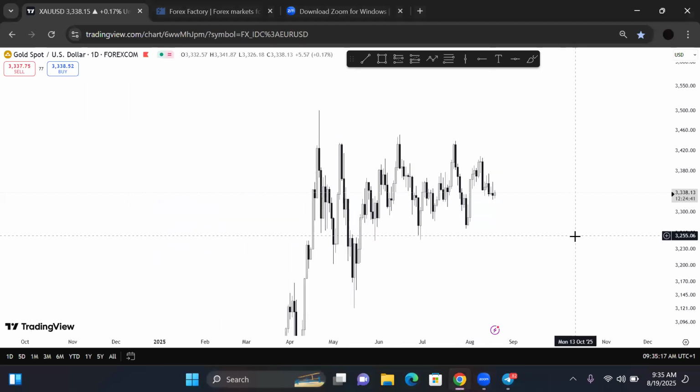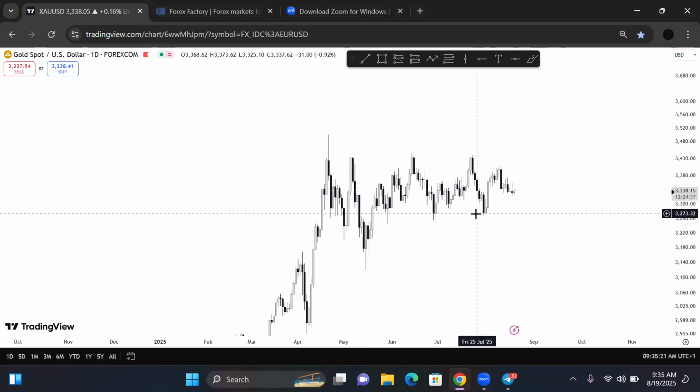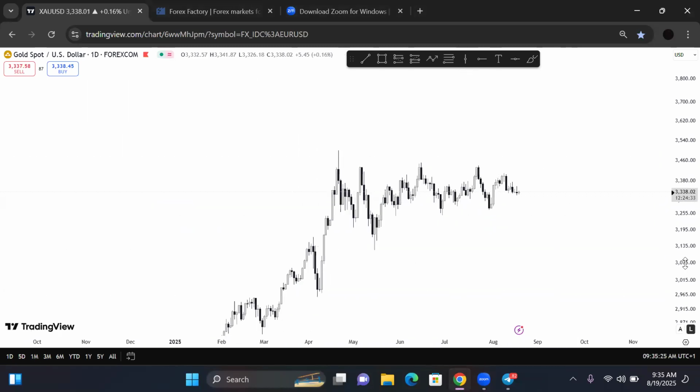So let's start with gold from our daily time frame. What can we see on the daily time frame? We can see that, obviously, gold has been buying.